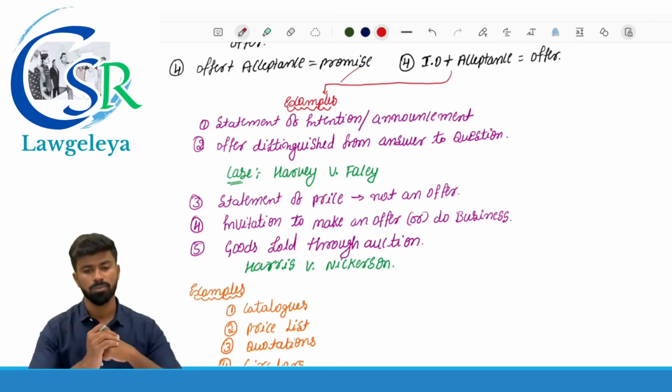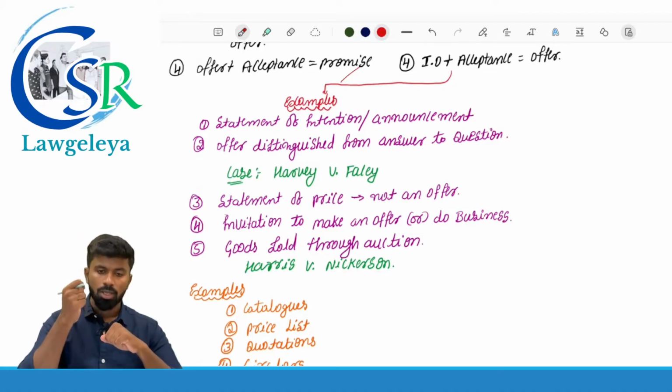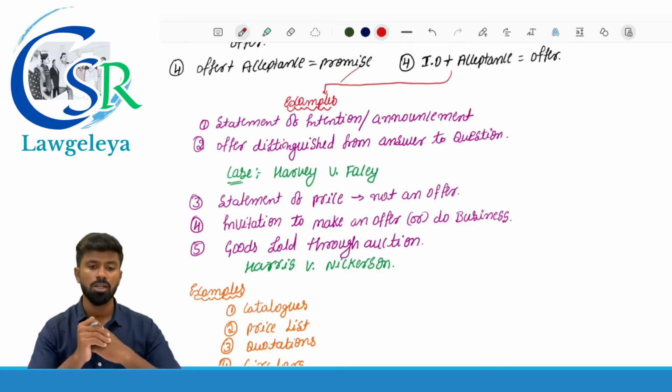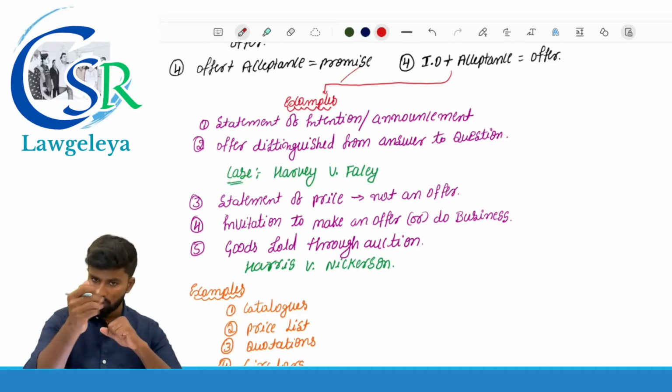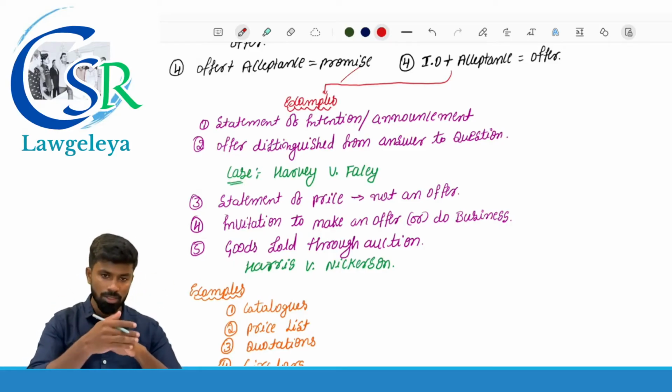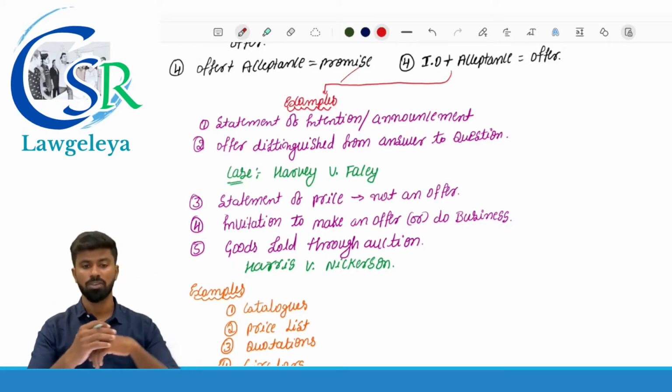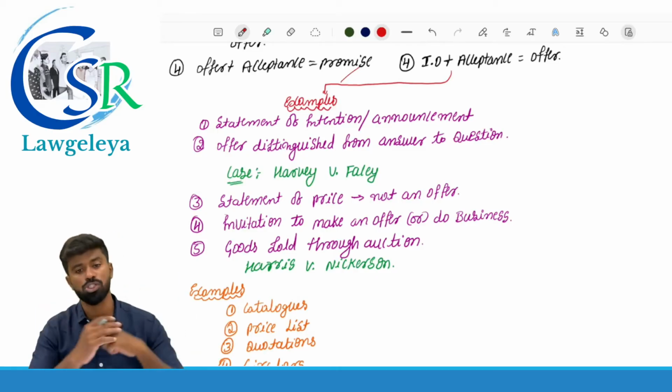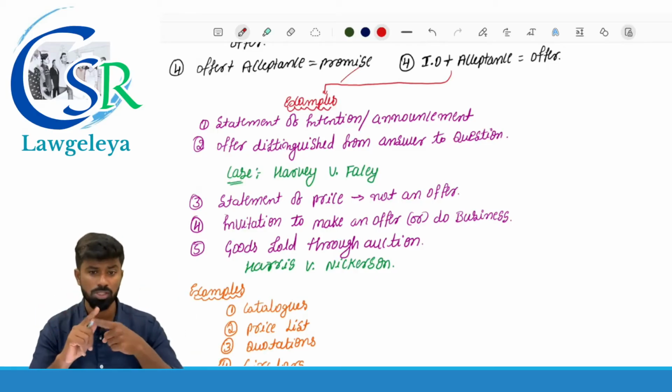The answer is no, because that notice given is only what? Invitation to offer. So the auction notice is sent first, then they will gather. By bidding, they will make an offer that can be accepted or rejected by the auctioneer. So auction notice is what?